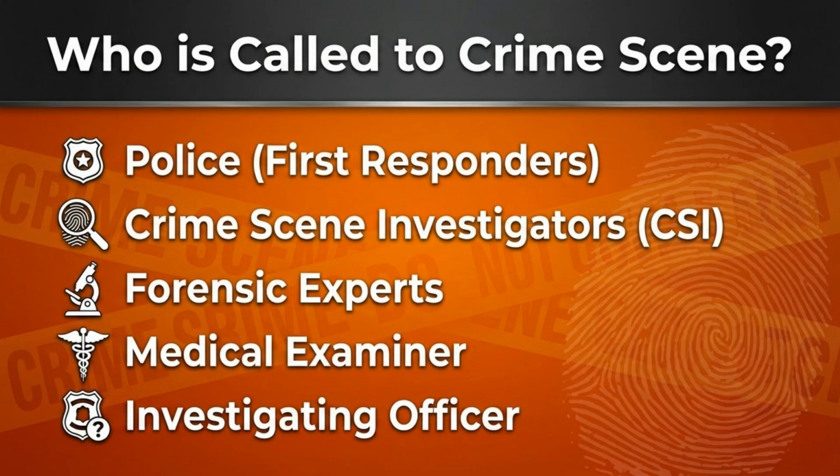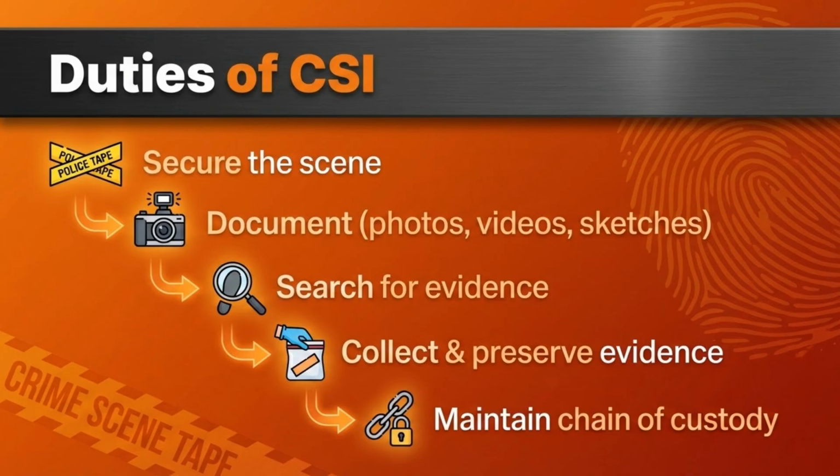Several individuals are called to a crime scene, including police as first responders, crime scene investigators, forensic experts, a medical examiner, and an investigating officer. The core duties of a CSI involve securing the scene, documenting it through photos, videos, and sketches, searching for, collecting, and preserving evidence, and maintaining the chain of custody.